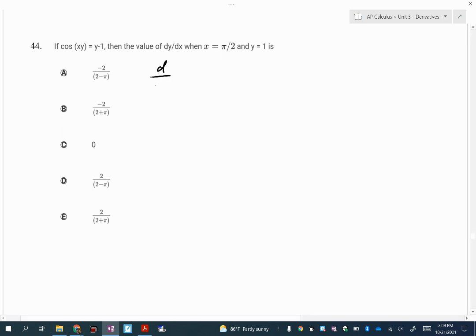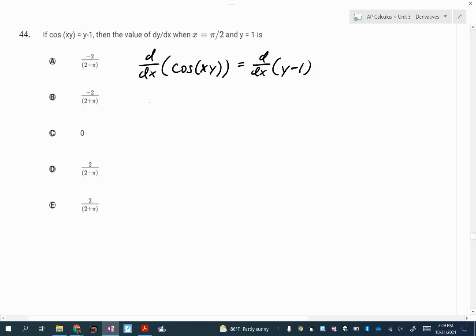So let's first find d/dx of cosine of xy. So a little chain rule is going to happen here. And d/dx of y minus 1. The derivative of cosine is negative sine of xy times, now inside that argument is the product rule. So I have to multiply the derivative of the first, which is 1, times the original second, plus the derivative of the second, dy/dx, times the original first, and that's equal to dy/dx.